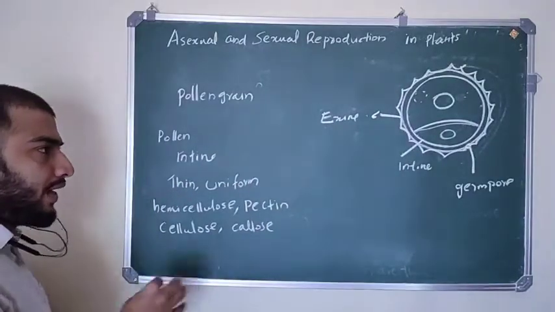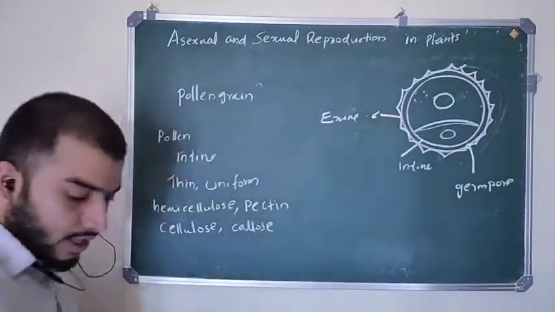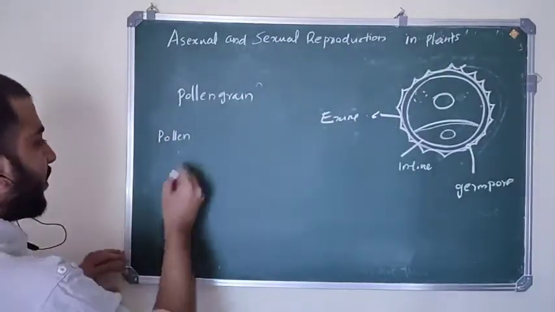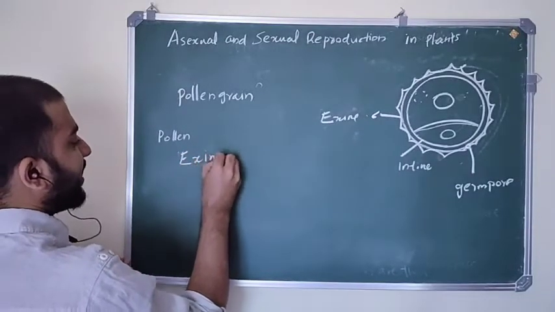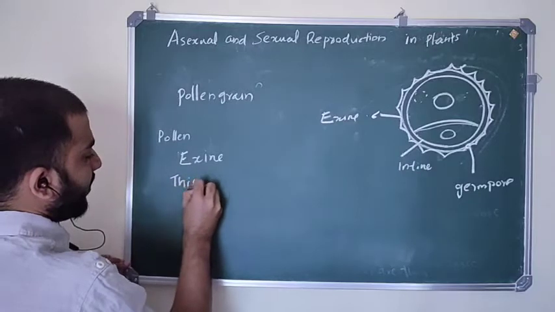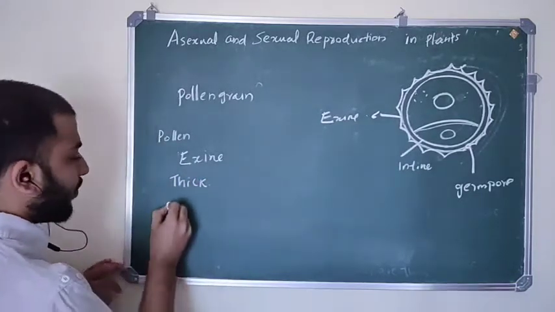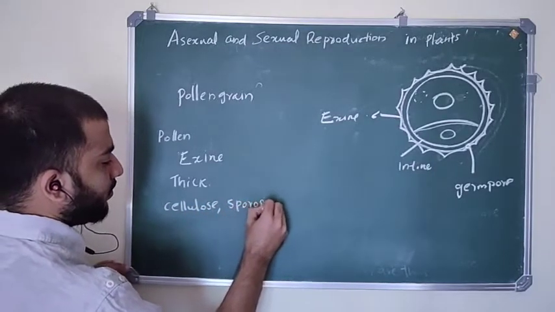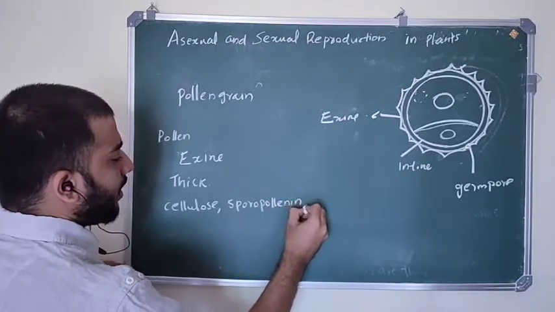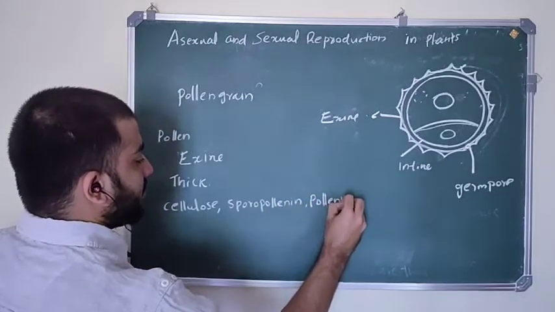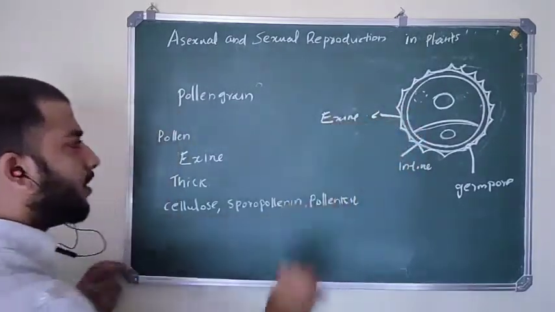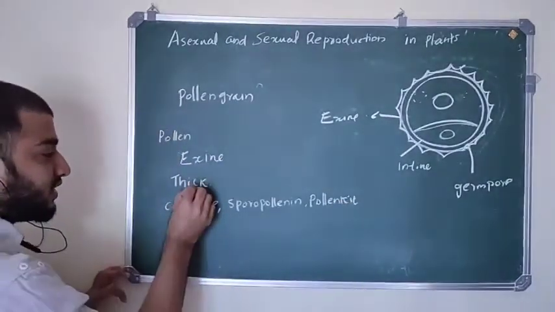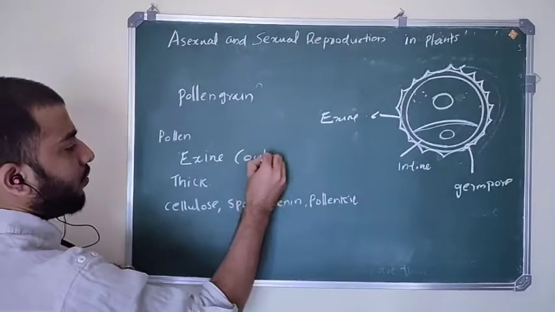Then what about the exine? The exine is the outer layer, which is thick. The exine is made up of cellulose, sporopollenin and pollenkitt. So the exine, the outer layer, is thick.